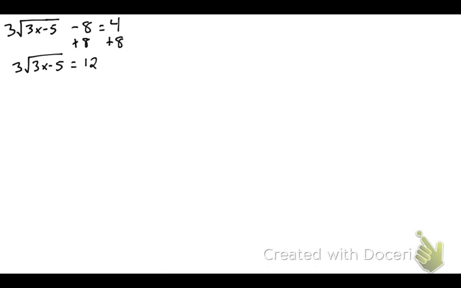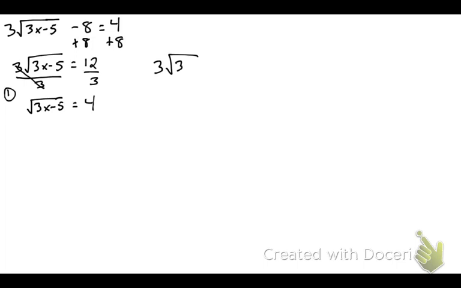Now I'm going to show you two options. I'm going to show you the option that I personally prefer, and I will also show you the option that the book uses. There's no difference, and each will get you to the same place, but the method is different. Since this is 3 times the square root, I'm going to divide both sides by 3 to isolate the square root. So this will divide out. That will give me the square root of 3x minus 5 equals 4. So one option is to divide that constant on both sides.